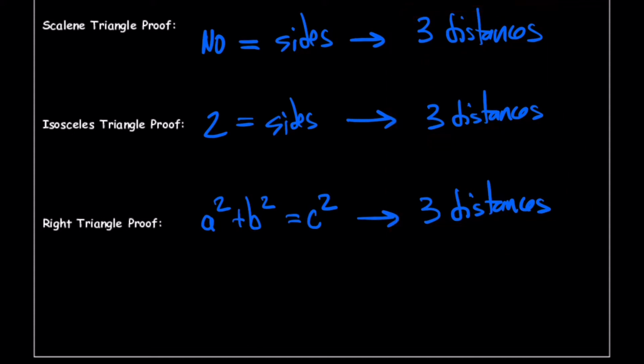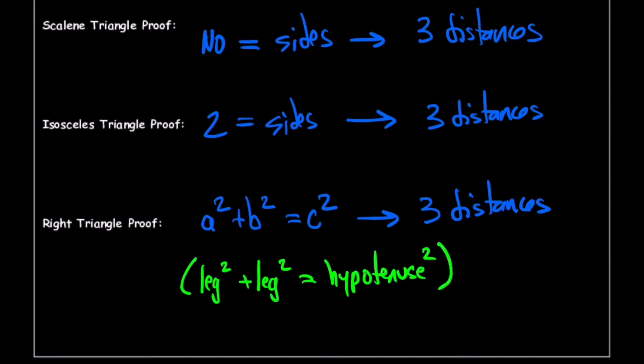Now, one of the things I'd like you to remember about that, because I'm like, well, what's A, what's B, what's C? That this is really leg squared plus leg squared equals hypotenuse squared. Because our triangles aren't going to be labeled A, B, and C, you have to understand that these two are the smaller two sides, and this is the longer side. All right, let's get right into it.